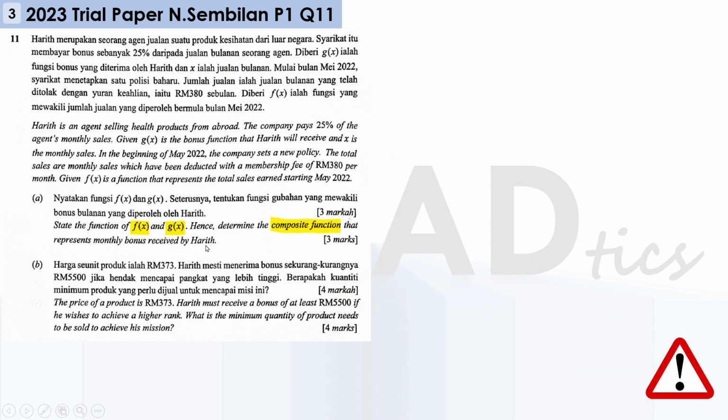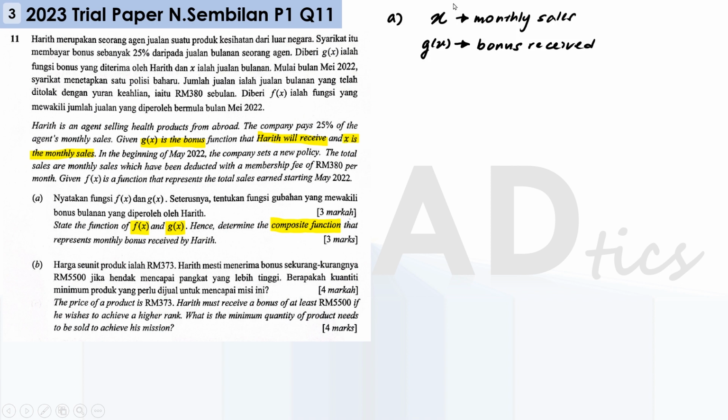So now we need to understand what x, f of x, and g of x represent, to find our composite function. If you go through the first three lines here, it says that g of x is the bonus or money Harif will receive, and x is the monthly sales. Okay, so let's jot down here.